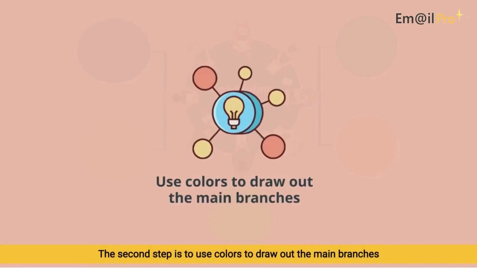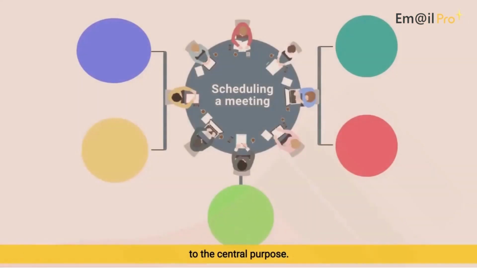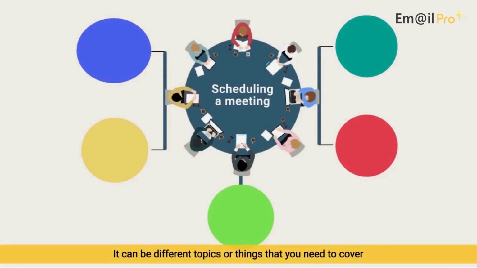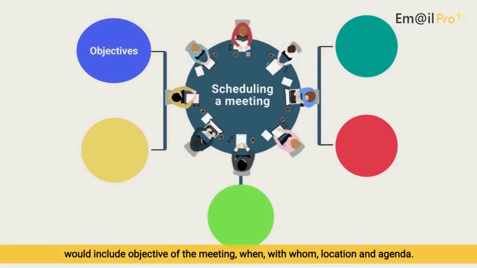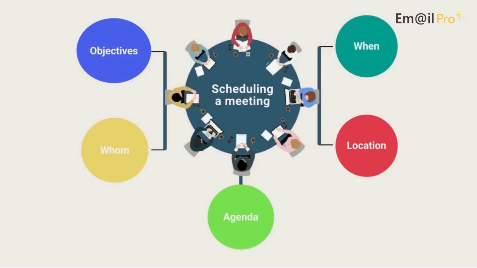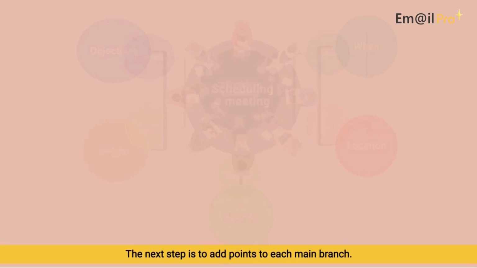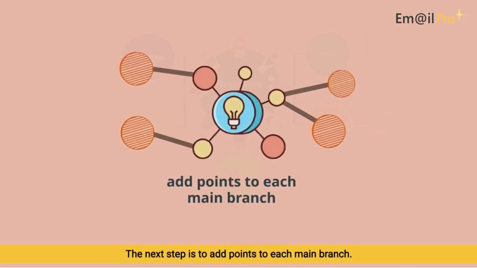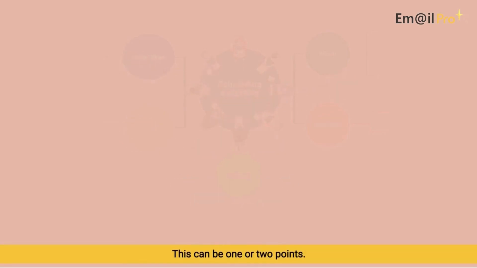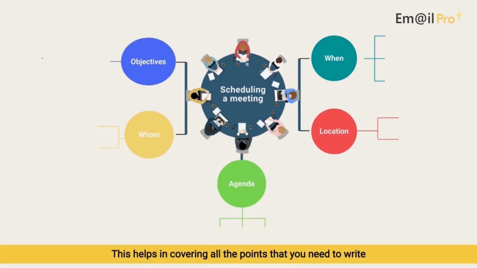The second step is to use colors to draw out the main branches to the central purpose. It can be different topics or things that you need to cover in the email. For example, for scheduling a meeting, the main branches would include objective of the meeting, when, with whom, location, and agenda. The next step is to add points to each main branch. This can be 1 or 2 points. This helps in covering all the points that you need to write in the email.